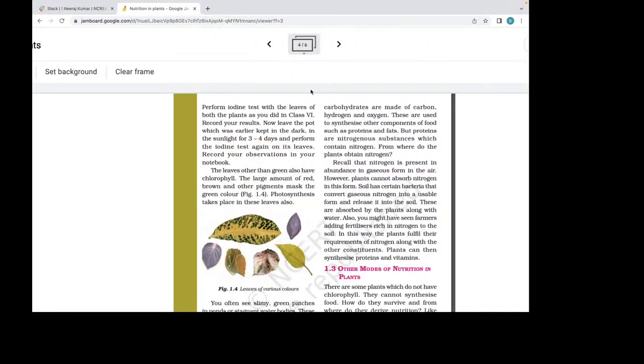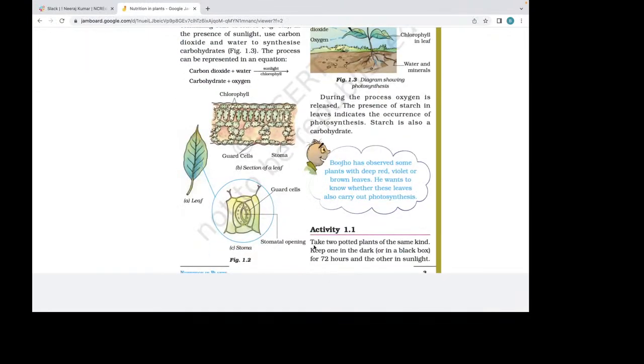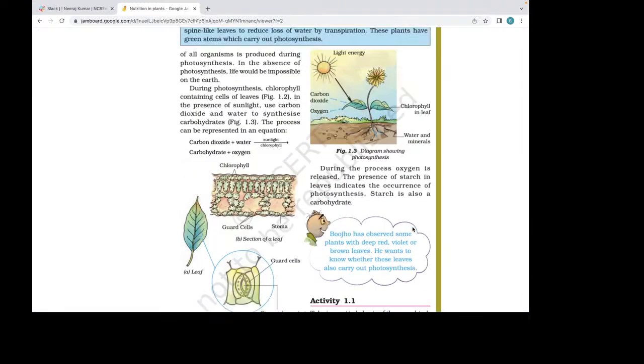Okay, let's learn about this activity as well. Take two potted plants of the same kind, keep one in the dark or in a black box for 72 hours and the other in sunlight. So you can take two plants. One you can keep in the dark where there is no sunlight for 72 hours. That means आप उसको 3 दिन के लिए रख सकते हैं एक रूम में जहाँ पर बिल्कुल डार्क है, कोई सनलाइट नहीं आती है, और दूसरे को आप रख सकते हैं सनलाइट में.